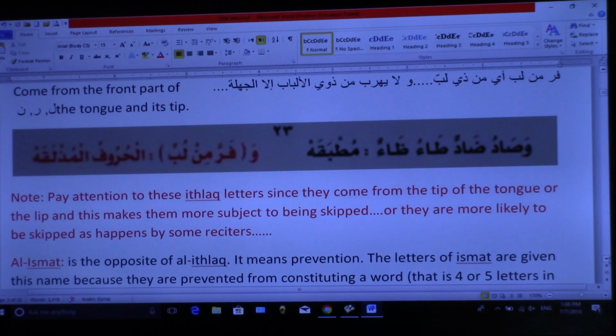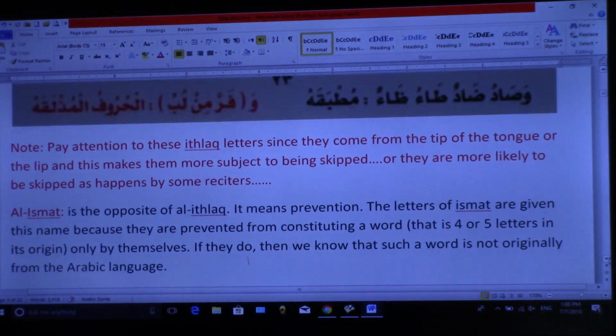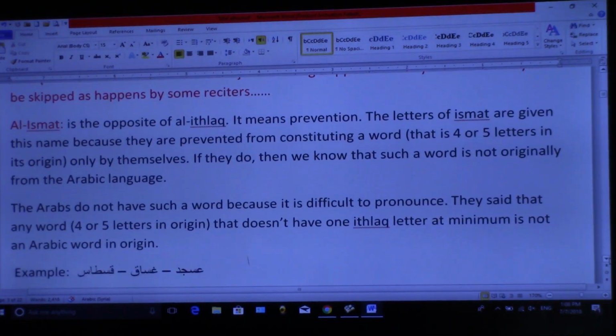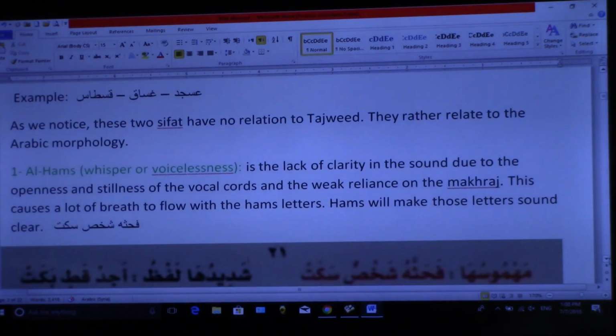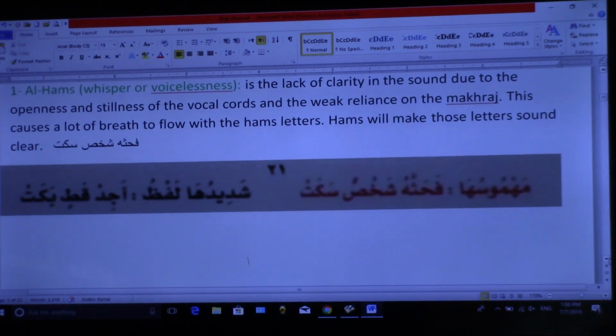And of course, who runs away from the people of knowledge? Only the ignorant ones, or the arrogant ones, or the shy ones.